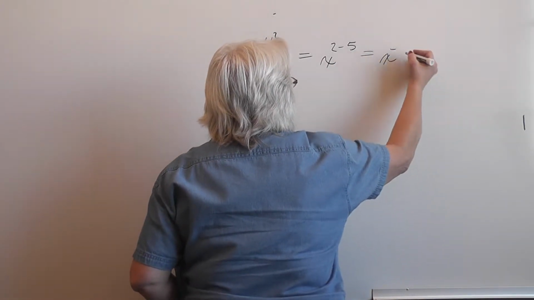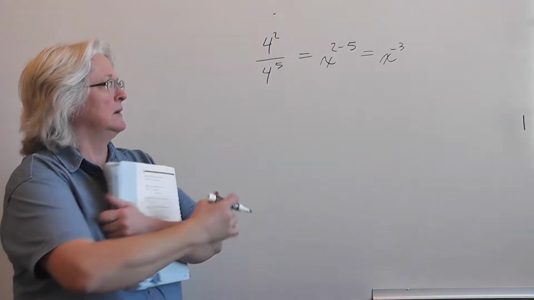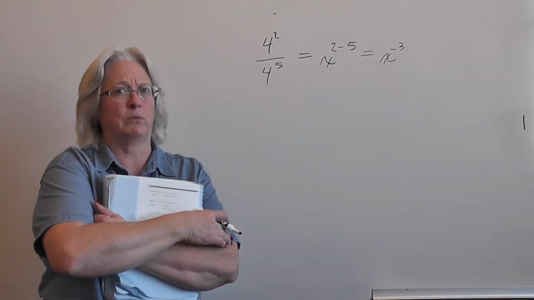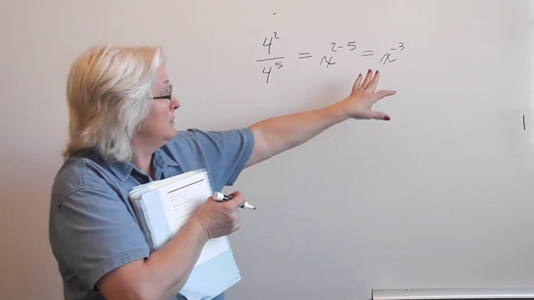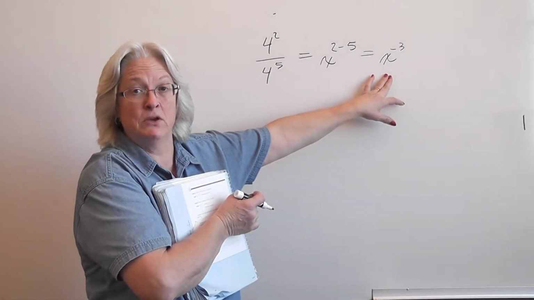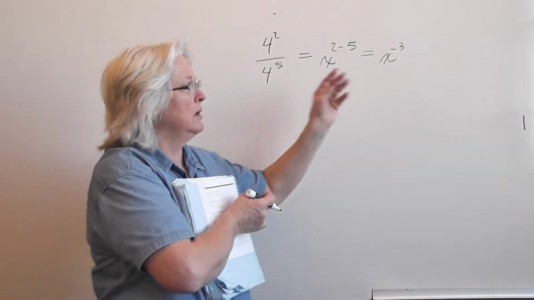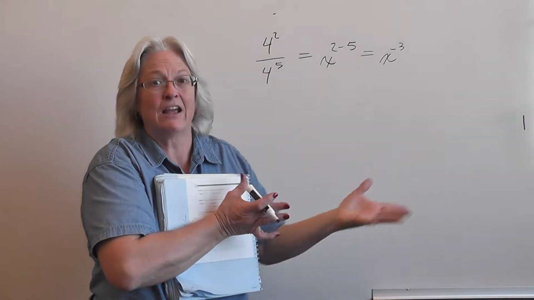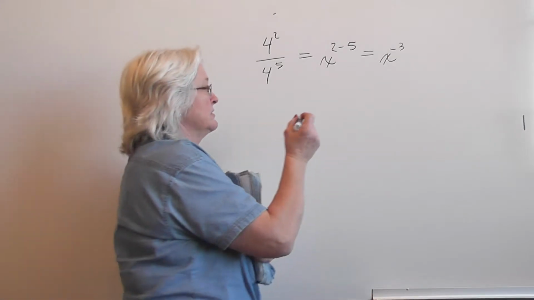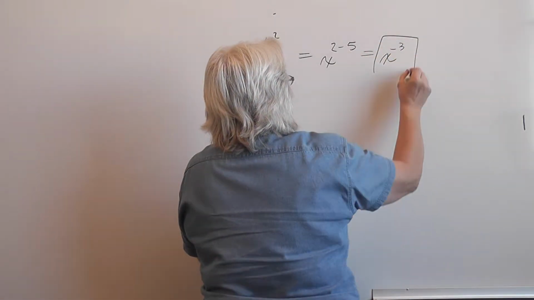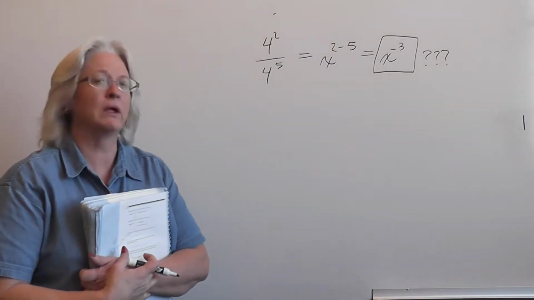So we now have x to the minus 3. And you think, that just looks really weird. Miss Betsy, I thought you said that when we had that exponent, that it meant this is how many times x is being used as a factor. Yes, it does. Okay, well, how do you use x as a factor negative 3 times? It doesn't make any sense to me. Okay? It doesn't make any sense to you. So let's see if there's another way that we can represent this.